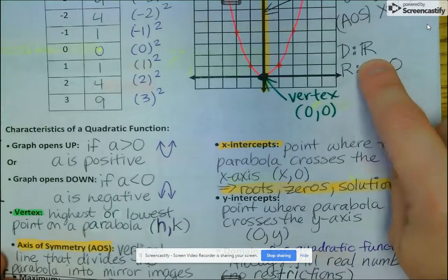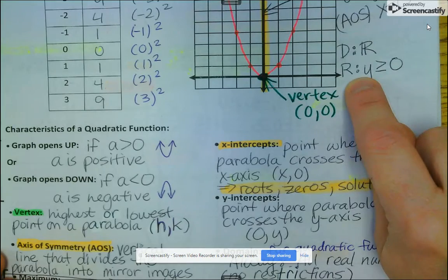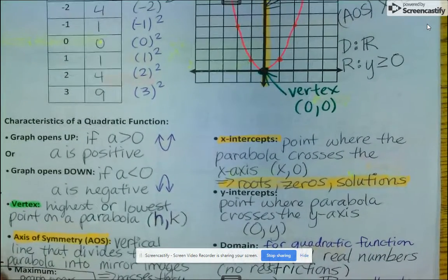Okay, so domain, always all reals. Range, y is greater than or equal to 0.